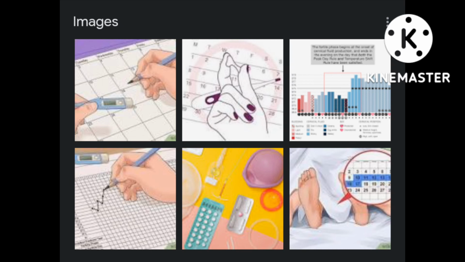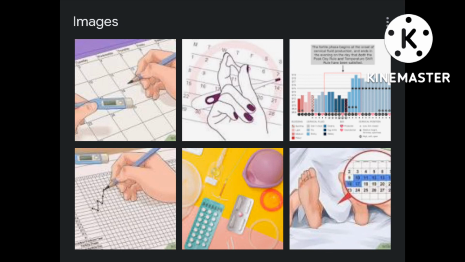So the disadvantages of the method are that intercourse must be restricted to only 7 to 13 days of the cycle. Women must take their temperature daily. The method cannot be used during fever episodes, and the method is inappropriate for use during lactation or near menopause.